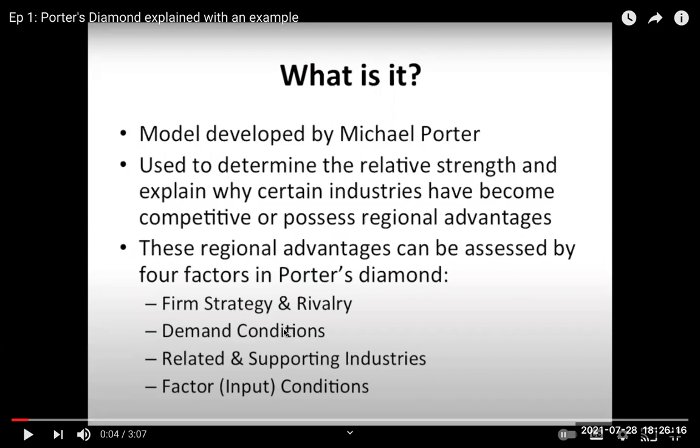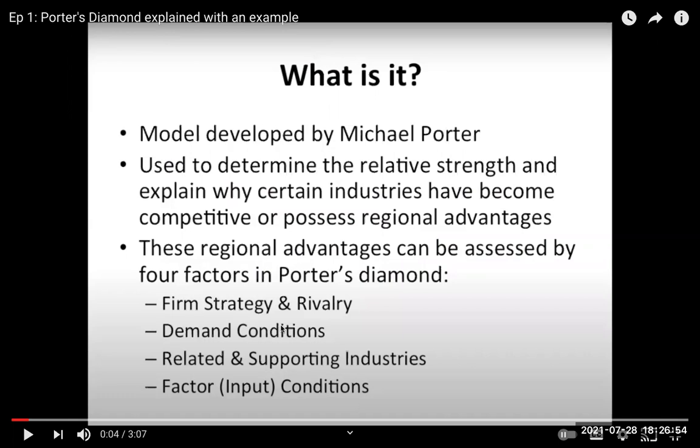And to some extent, it's developing, or it's not necessarily the same thing as Porter's cluster concept, but you can see where the whole notion of the cluster concept could come in, because when there is the cluster concept in a particular country or region, as it says, competition drives innovation and quality. So the whole notion of Porter's diamond trade theory is to determine the strengths and relative strength, and explain why certain industries have become competitive or possess regional advantages.